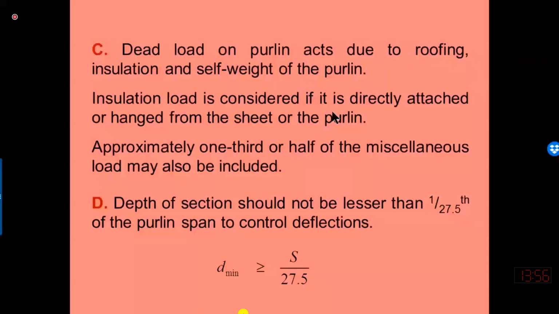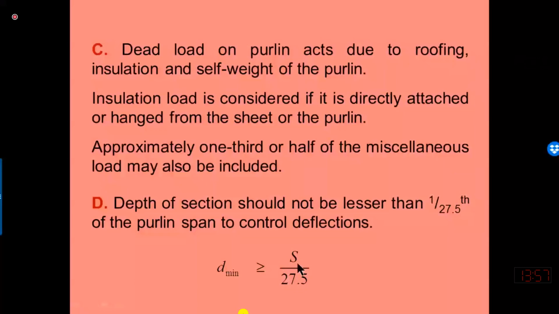So at the start, in order to avoid failure of the deflection check, we try to select a section which has sufficient depth, to satisfy the deflection criteria at the end. To reduce the number of trials, we keep the D minimum. So the minimum depth of the section should be more than the span, or the length of the purlin, divided by 27.5. The length of the purlin is equal to the spacing of the truss.